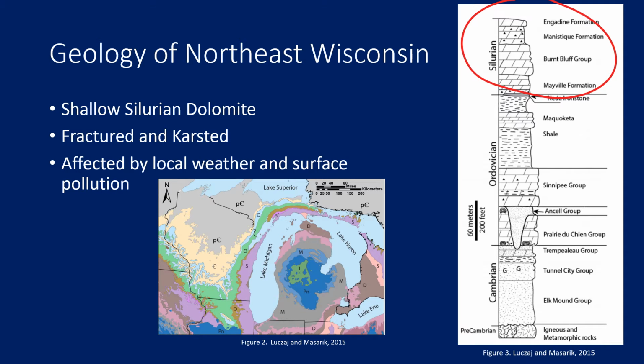It is fractured and karsted, which means there's conduit flow through the cracks, and it's really affected by local weather and surface pollution because of that conduit flow.